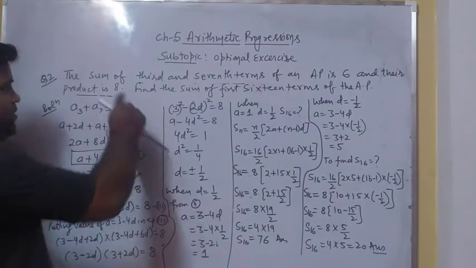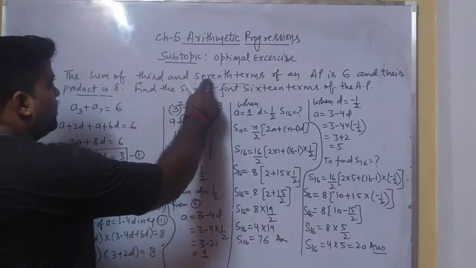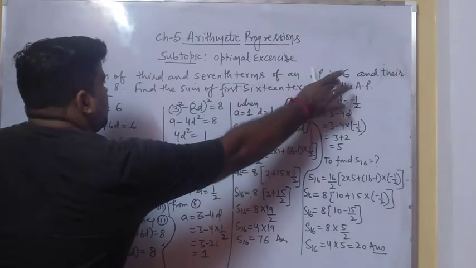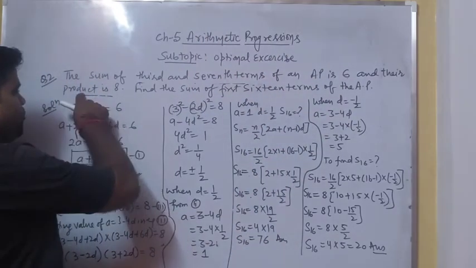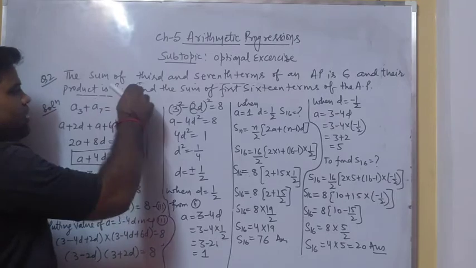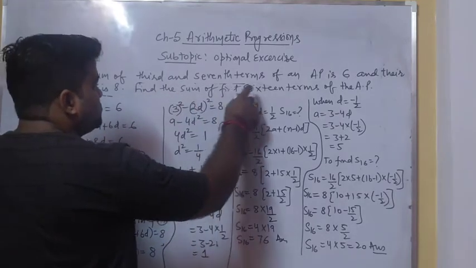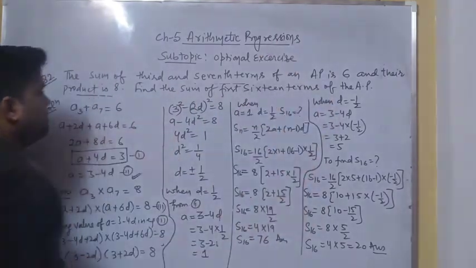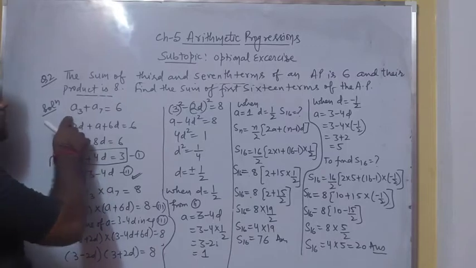Here in the question it is given that the sum of the third and seventh terms of an AP is 6 and their product is 8, meaning the product of the third and seventh terms is 8. We have to find the sum of the first 16 terms of the AP. Now let us come to the solution.